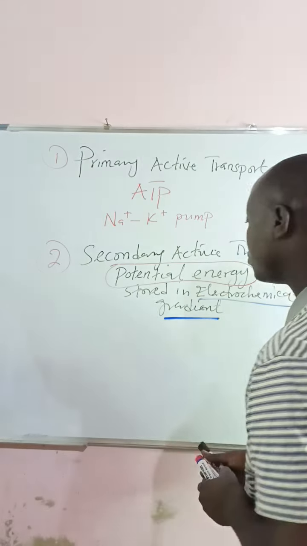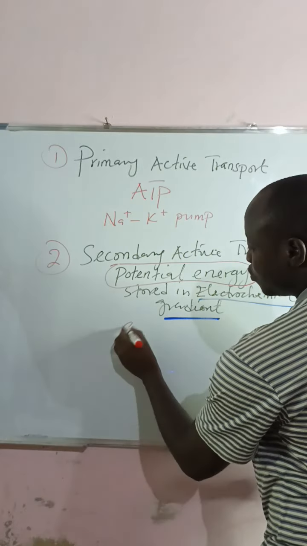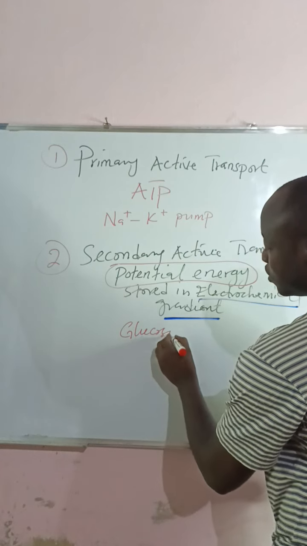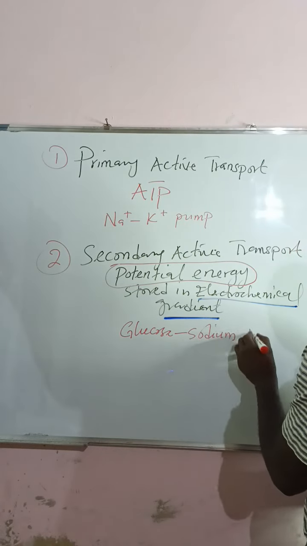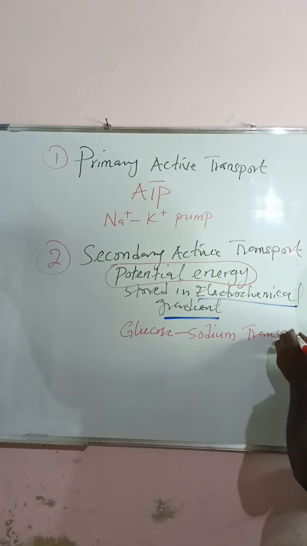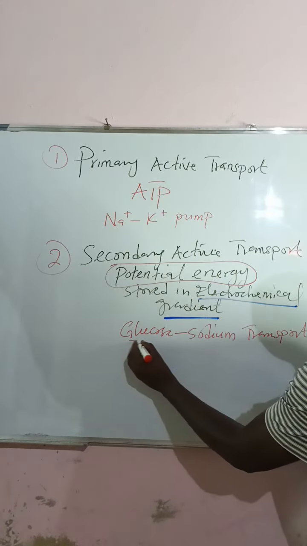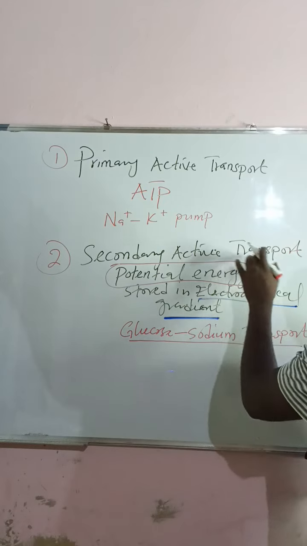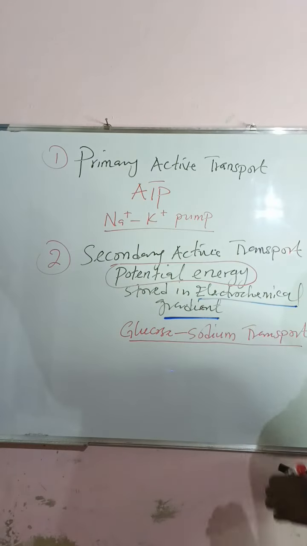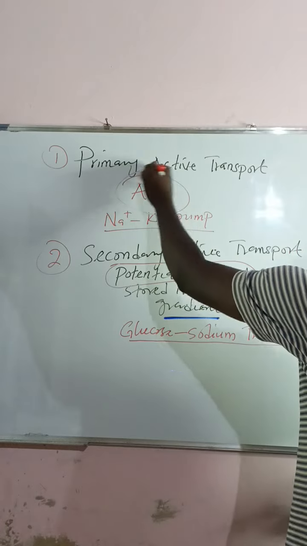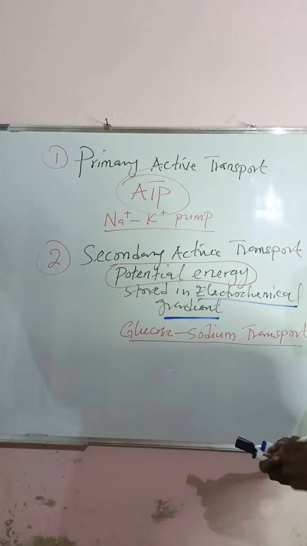And examples of secondary active transport, we have glucose sodium transport. So please, you shouldn't forget about this. These are the examples of secondary transport. And then for primary active transport, the sodium potassium pump is the example, and it uses ATP. This one uses potential energy stored in an electrochemical gradient.